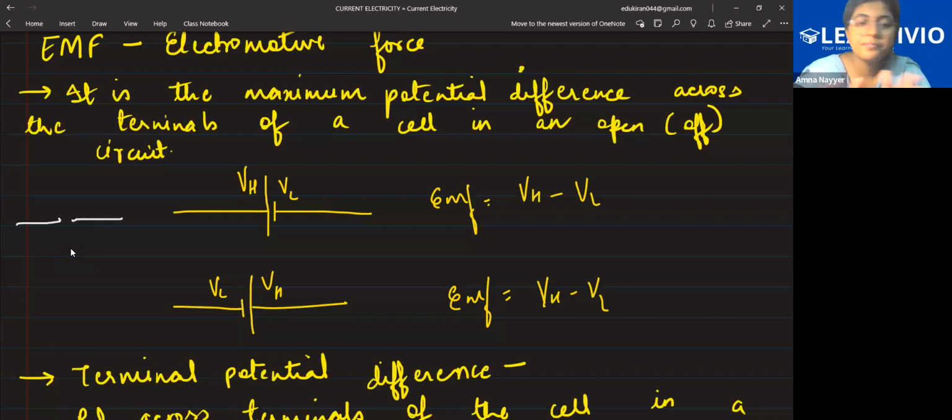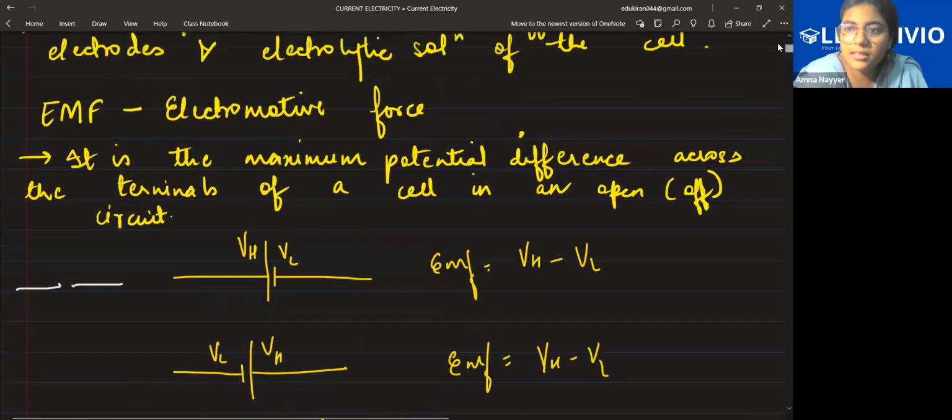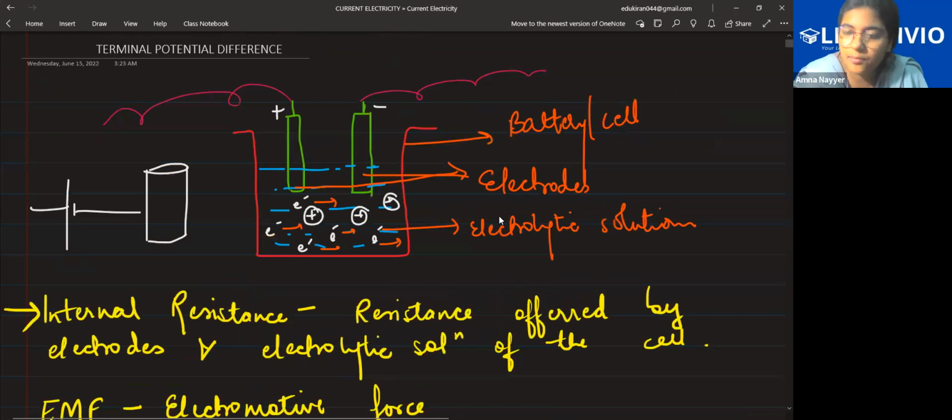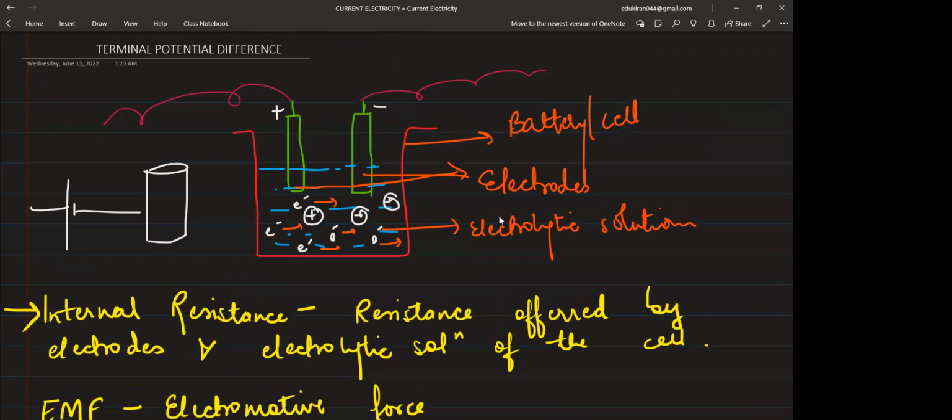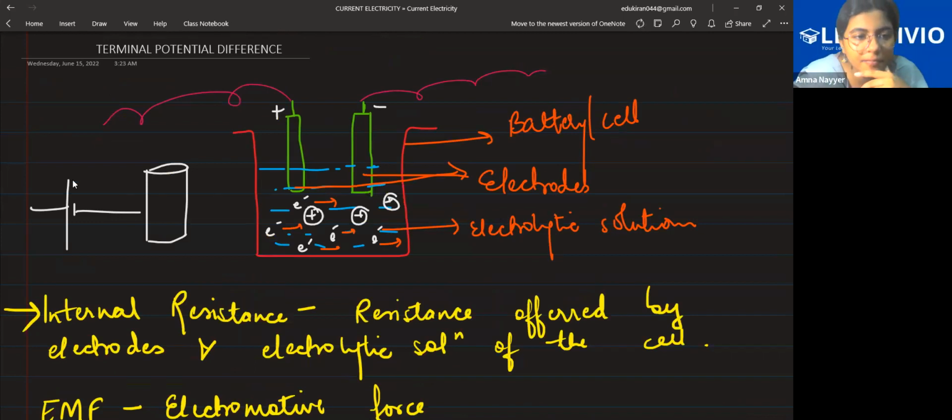Second difference is external resistance and internal resistance. Do you understand? See, Memuna, just tell me, this was clear? Internal resistance of a cell? Yes, ma'am. Okay. Internal resistance of a cell means within this battery, whatever resistance is provided, that is the internal resistance.